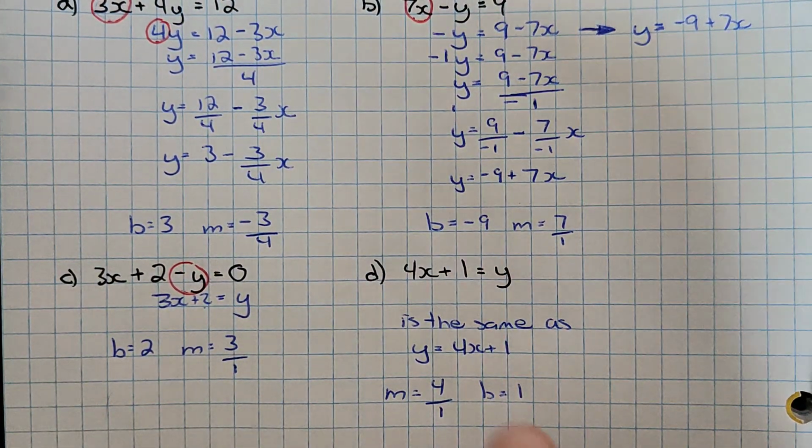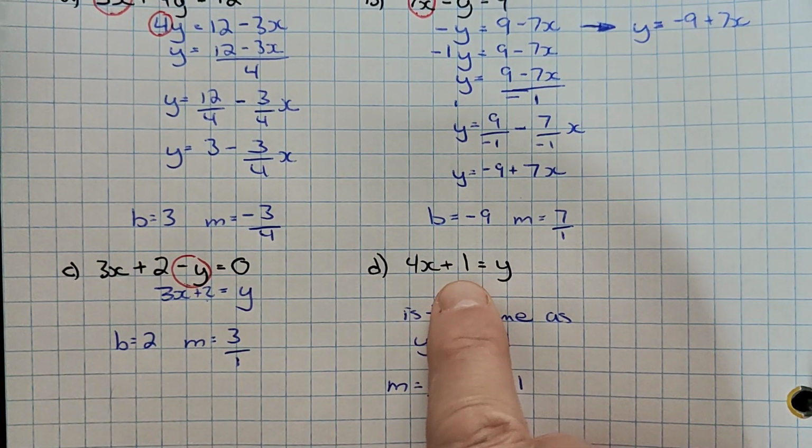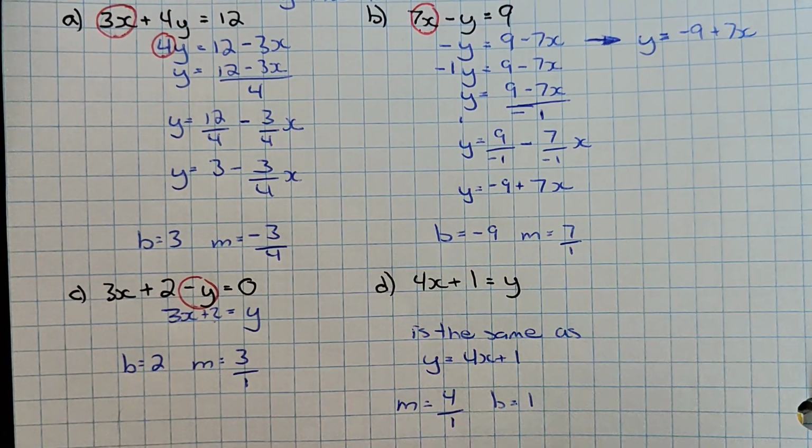Again, always remember, slope goes with the x value. The number by itself is your b value.